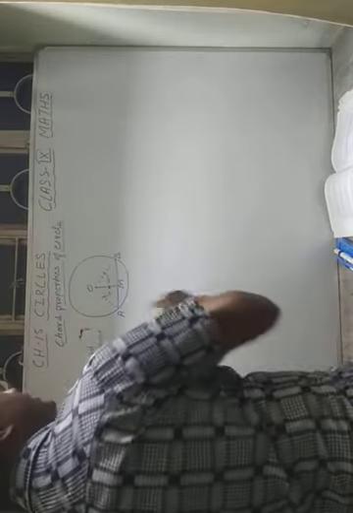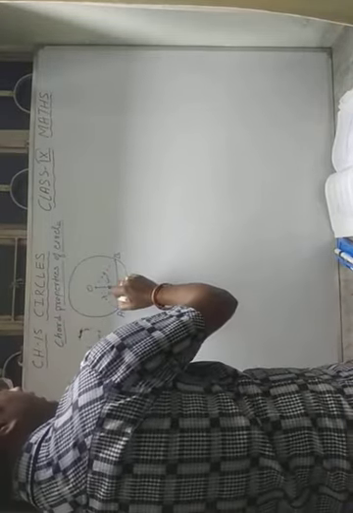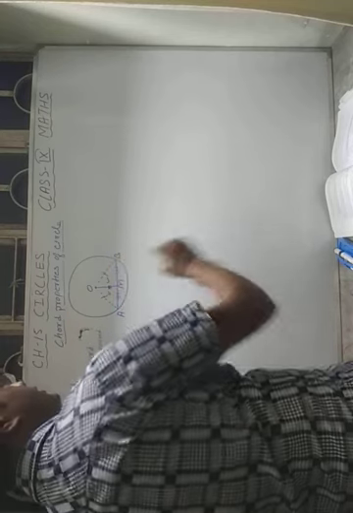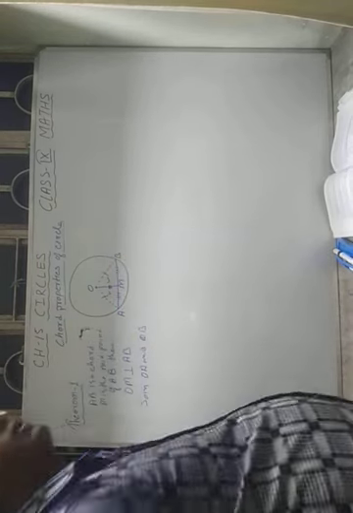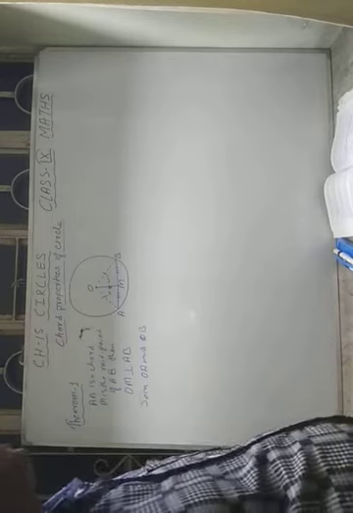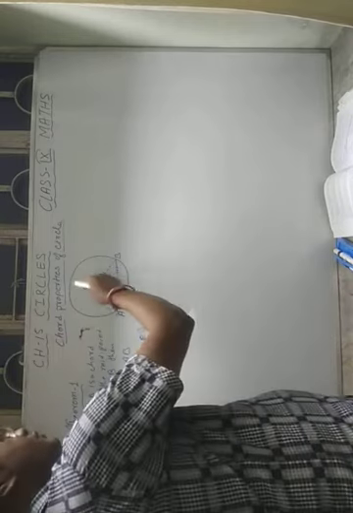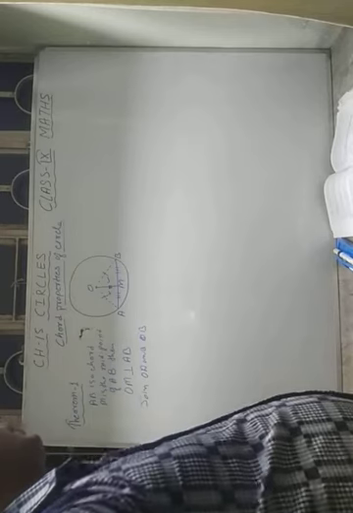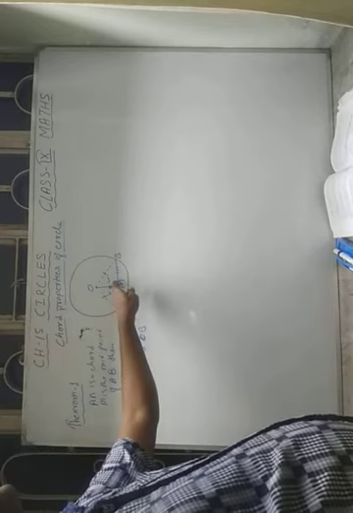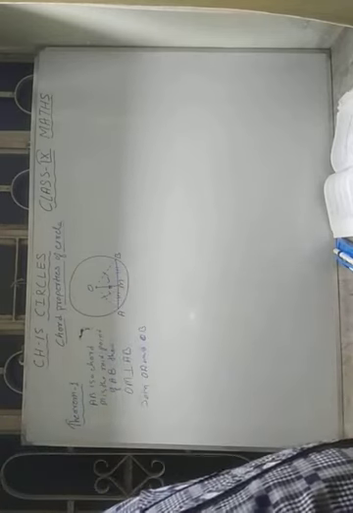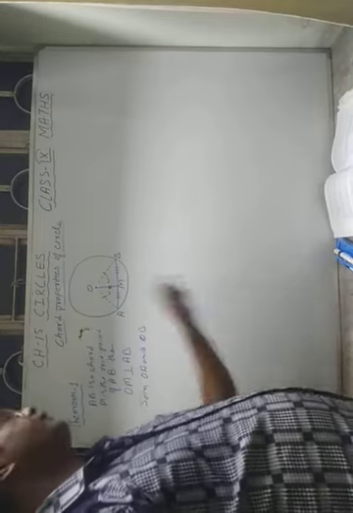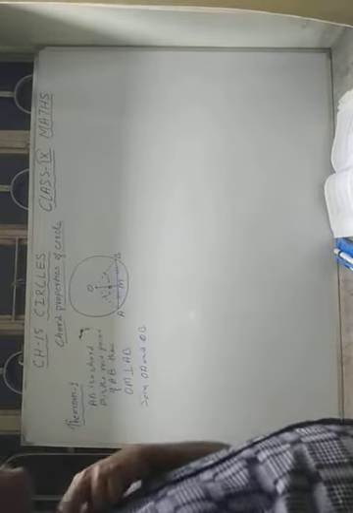This is the common side which is equal, and it is already given that AM equals MB because M is the midpoint of AB. So by SSS, these two triangles will be congruent, and these two angles will be equal by CPCT. So half of the angle is 90 degrees. Hence OM will be perpendicular to AB.